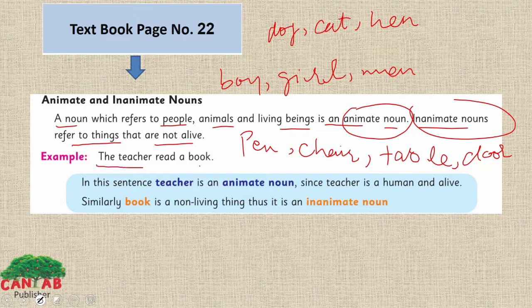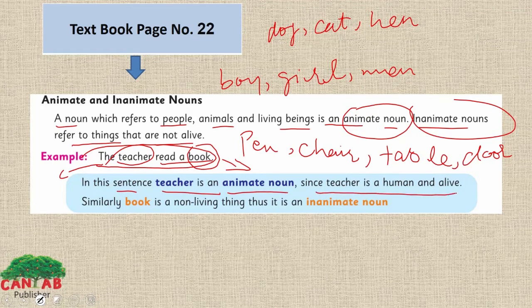Look at the example of this here. The teacher read a book. Here the teacher is a living being, a human here, and here the book is not a living being. So teacher is an animate noun here and the book is inanimate noun here. In this sentence, teacher is an animate noun here, since teacher is a human and alive. Similarly, book is a non-living thing, thus it is an inanimate noun.